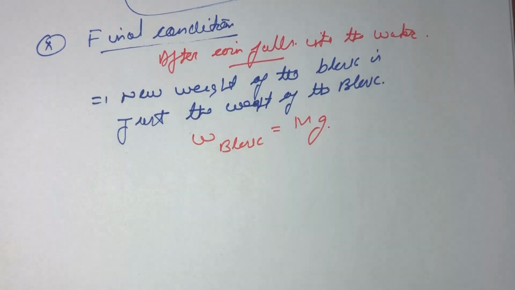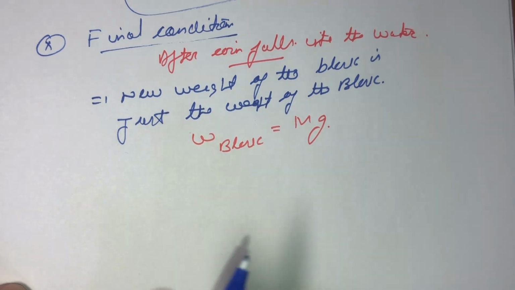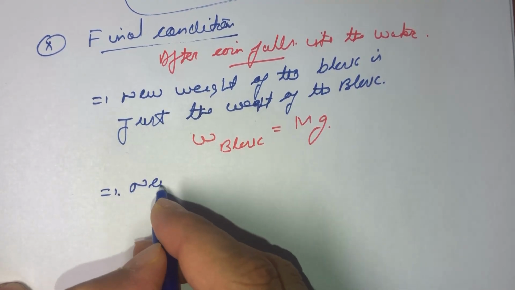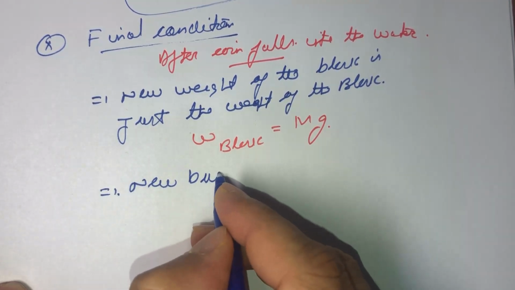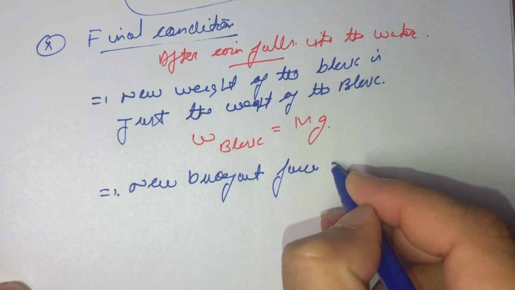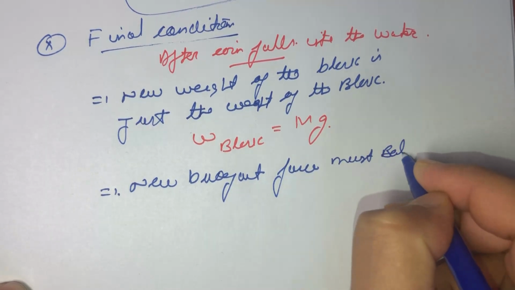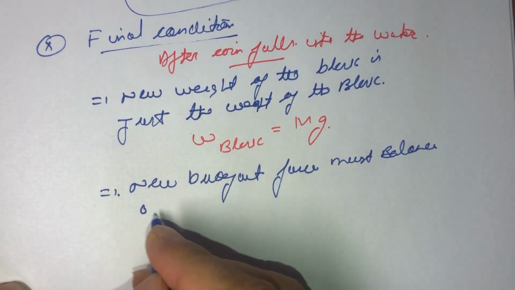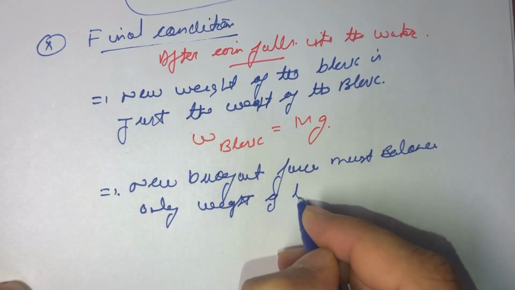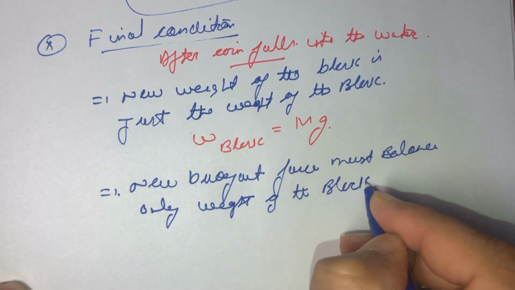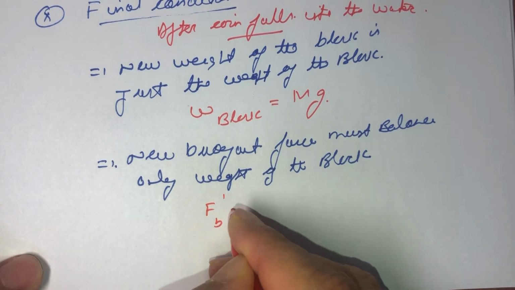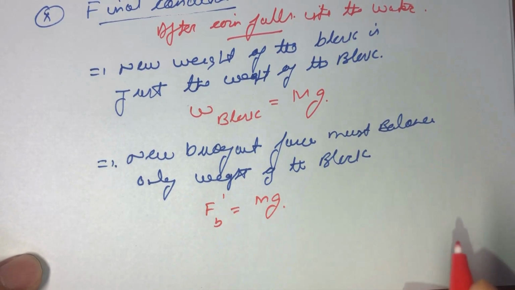Therefore the new buoyant force, which is now only going to balance the weight of the block, we can say the new buoyant force must balance only the weight of the block. So we can write Fp prime is equal to now mg.